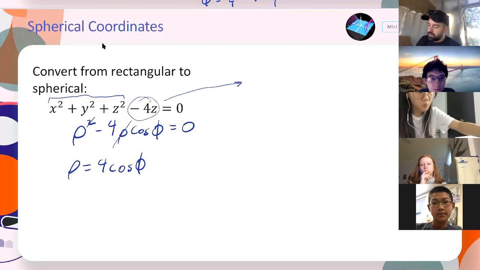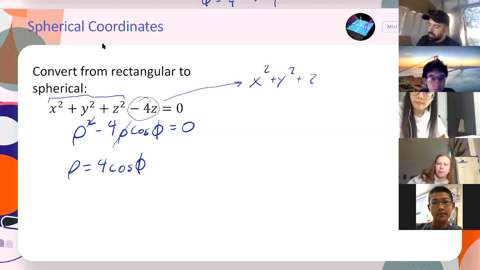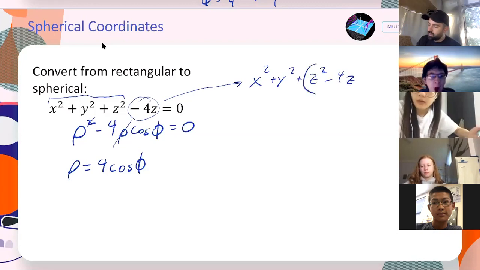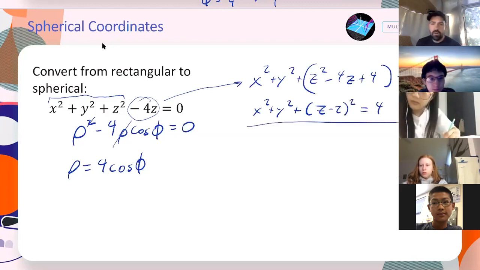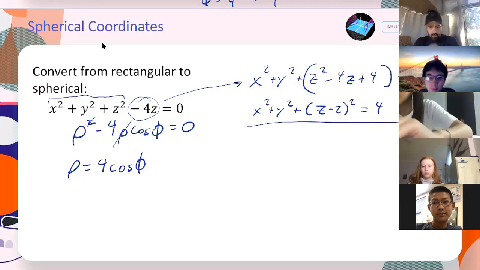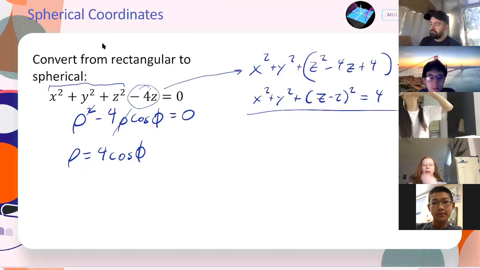I think we could see what this looks like if we completed the square. So we did plus 4 minus 4. This is x squared plus y squared plus z minus 2 squared equals 4. So it's a sphere that's been shifted up 2 units. If you shift it up and then multiply it all out, that's what gives you these extra z's or x's or y's, after you've multiplied it out and added things up. Yeah, that's a sphere. Again, not the end of the world if you can't tell that it's a sphere, but if you can see stuff like that, that's good.